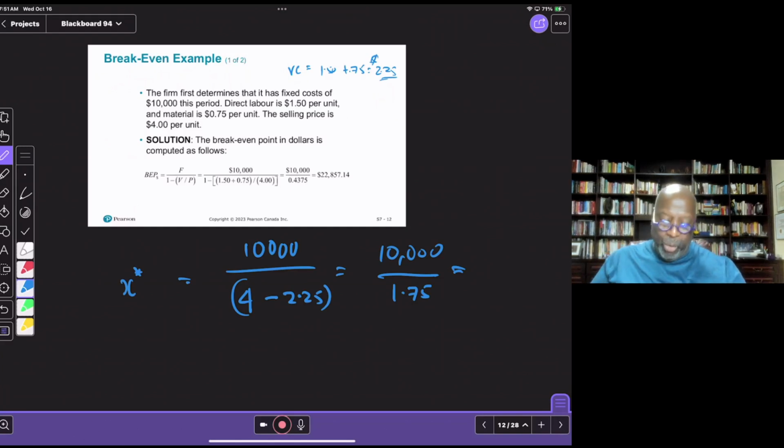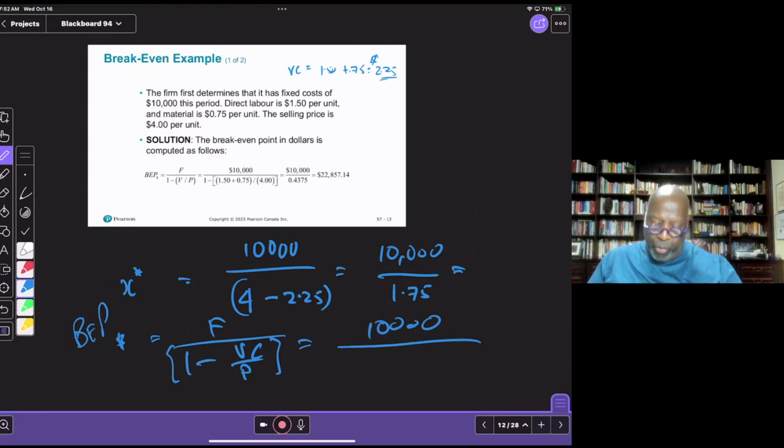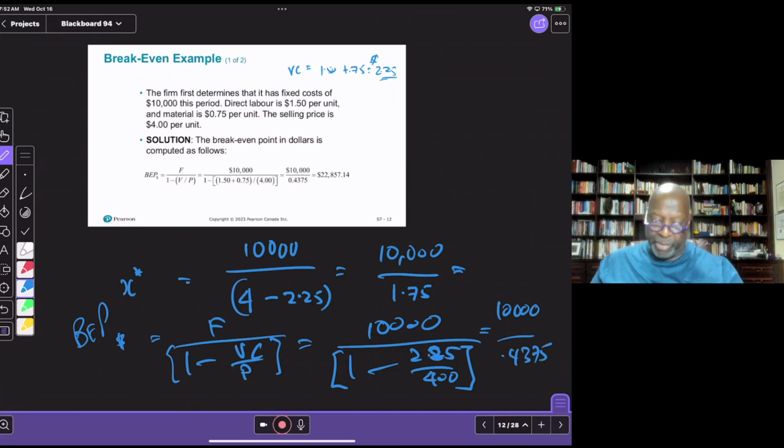All right. If we now want to compute that in dollars, then we would say this is F, remember, over 1 minus VC over price. So that's your BEP in dollars, which is 10,000 over 1 minus $2.25 over $4, which gives us 10,000 over, and I believe when we compute that, it turns out to be 0.4375, as we could see up here.